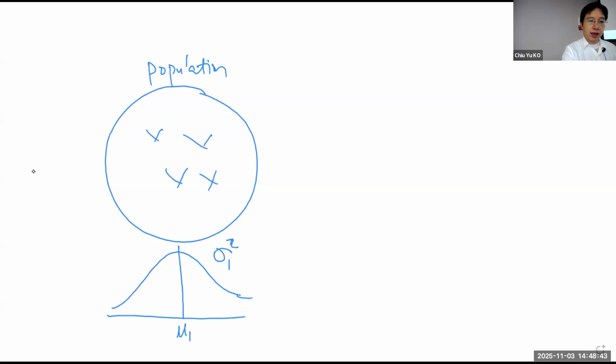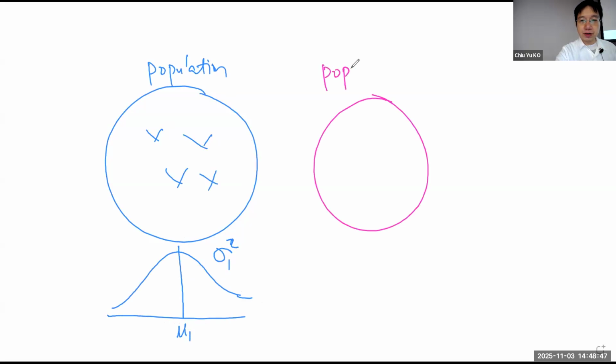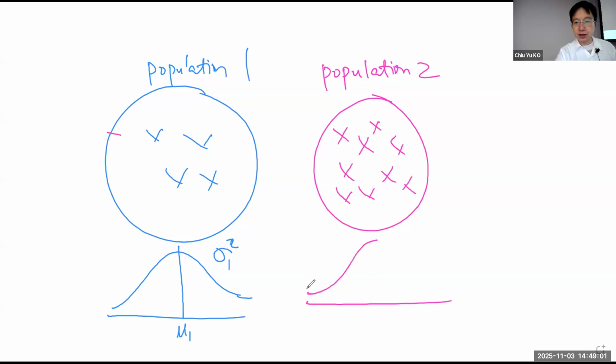And you have another population, population 2. Population 1 is here. And you also have a bunch of data. You may have more data in 2. And this is also a bell curve, with mu2 and sigma 2 square.